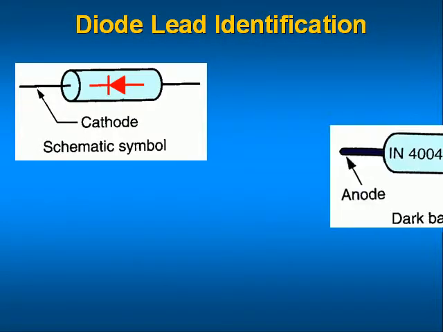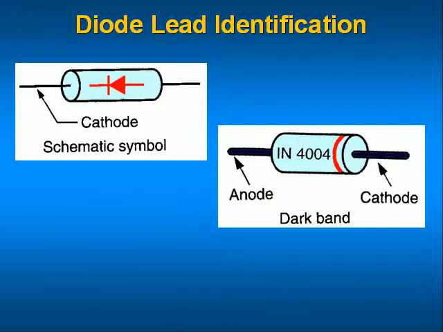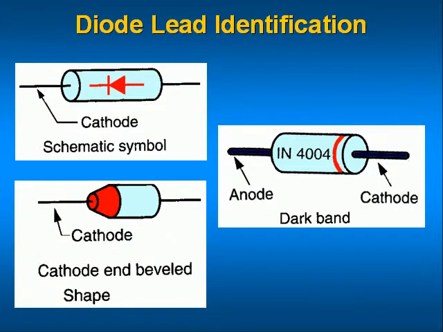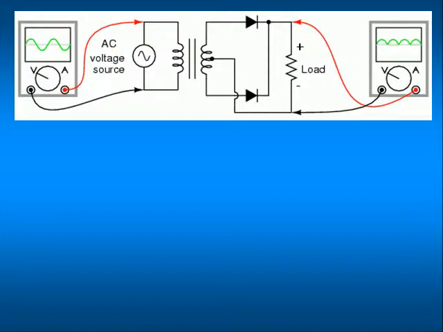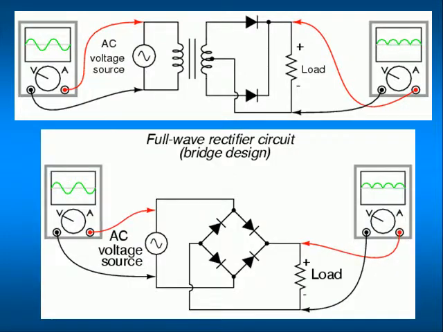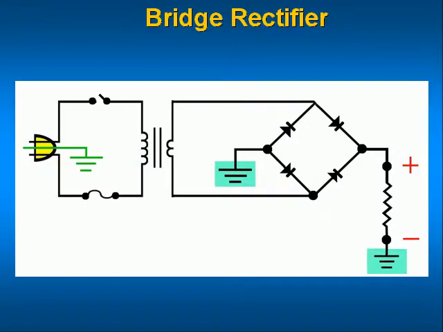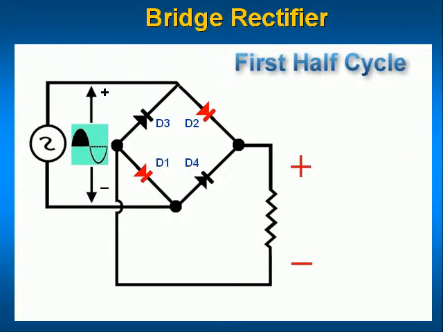This slide illustrates various ways that diodes are marked for ease of identification. Diodes can be connected in an array to provide a full-wave rectified waveform, where both alternations of an AC waveform are converted to the same DC level.